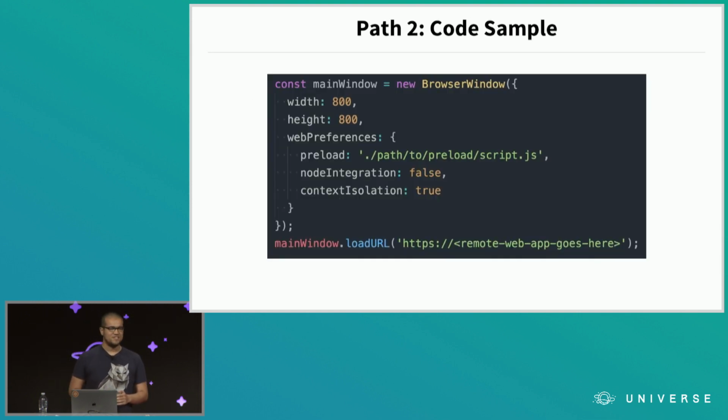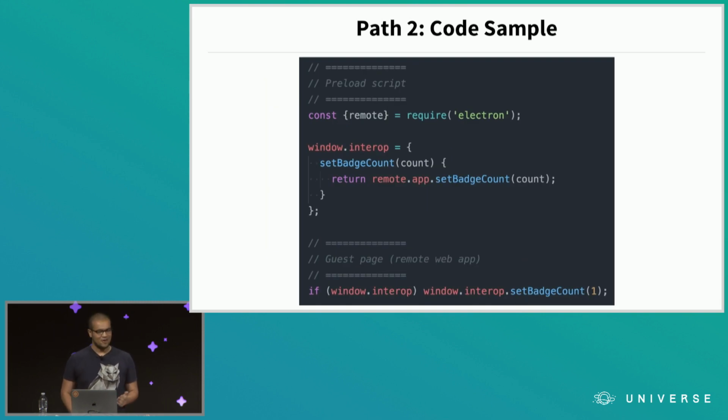So this is the more simple browser window approach. We are loading a browser window again, but this time we're setting some options on it. We're defining a preload script where we can define our Interop API. We are disabling Node integration so that our remote web app doesn't have complete unfettered access to Node. And we're enabling context isolation so that we can't accidentally go and mutate the Electron or Node APIs from within our remote web page.